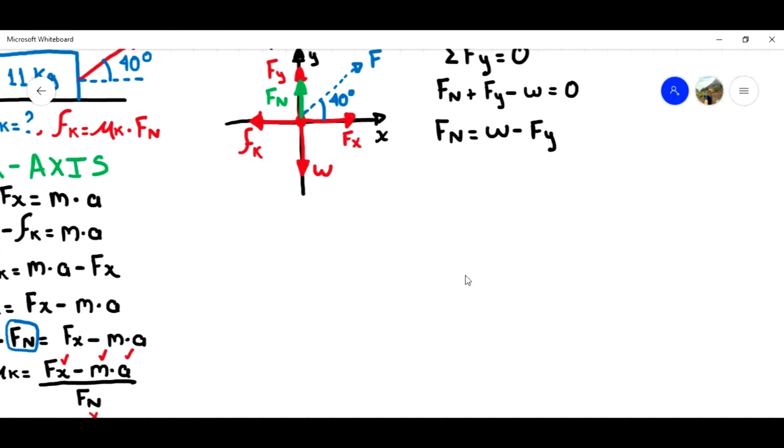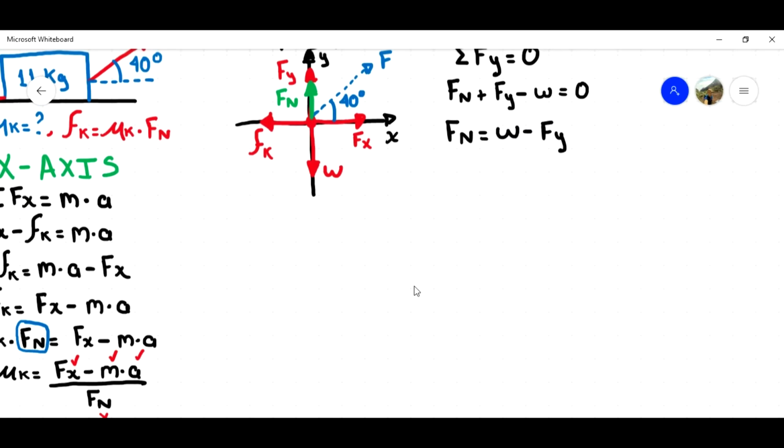Then what I'm going to do, I'm going to substitute the value of the normal force over here. So I'm going to do it in this part over here. So let's continue. The kinetic coefficient of the friction force equals Fx minus mass times acceleration over normal force. So normal force is weight minus Fy. Okay, so let's continue with this equation.